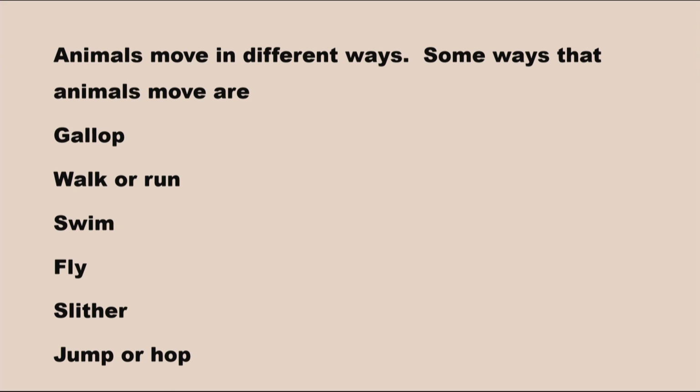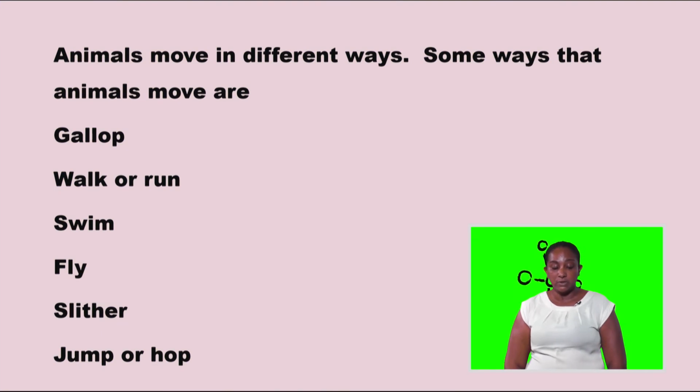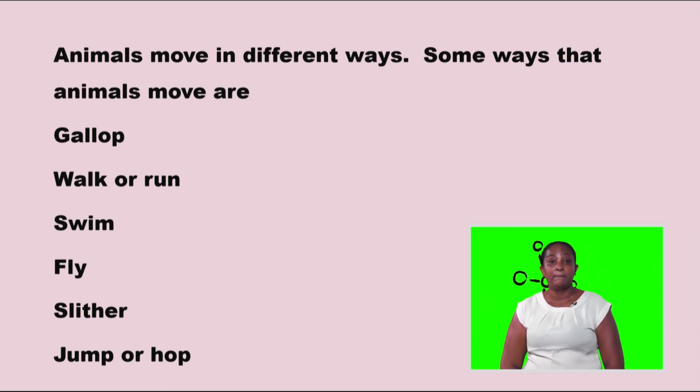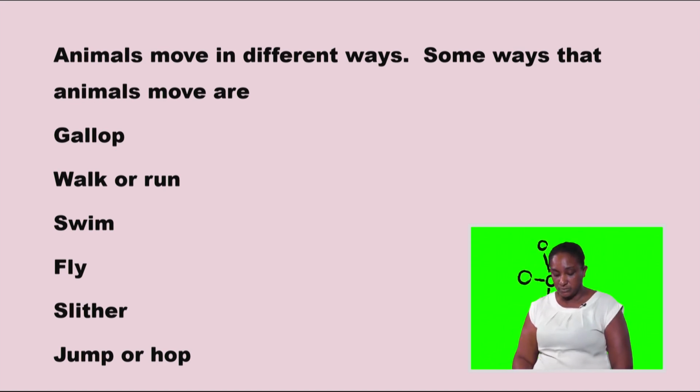Animals move in different ways. Some ways that animals move are: they gallop, they walk or run, they swim, fly, slither, jump, or hop. All these are things we've covered in our past lessons. Please take notes and remember when you go back to school.